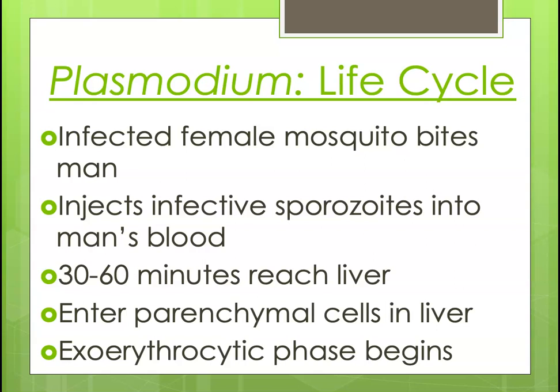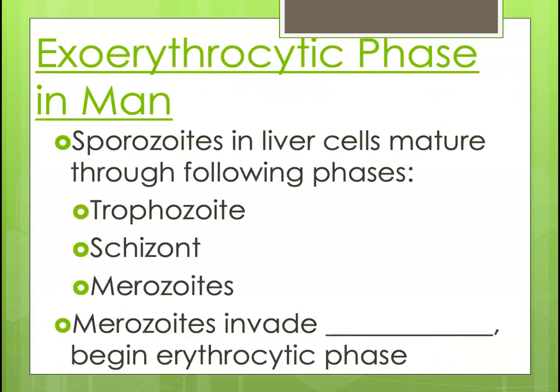Within about an hour, those sporozoites reach the liver, they get into the liver cells, and so begins the exoerythrocytic phase. And you know your prefix exo means outside, so this is occurring outside the red blood cells. So for malaria, your exoerythrocytic phase occurs in the liver. So we have sporozoites that have entered liver cells, and they go through the following phases.